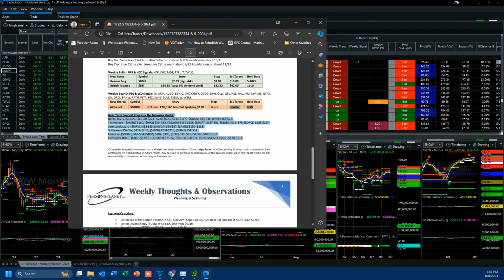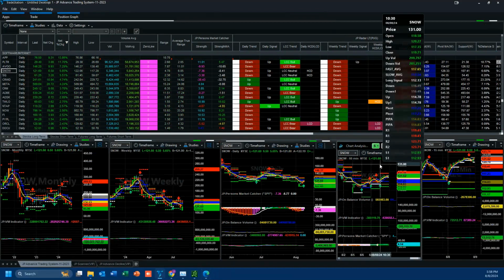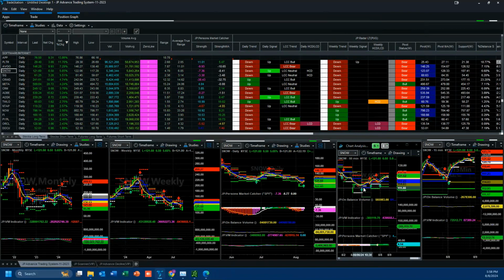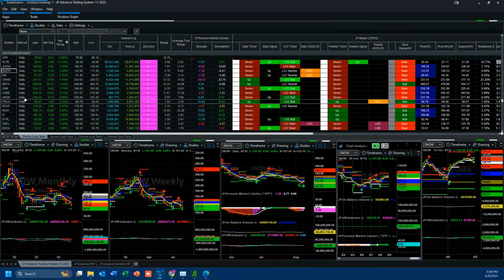I'll get back to Bob in just a second, but the reason I stopped on Snowflake is that in my software, it's one of my first choices to be a buyer between 112 and 115. We penetrated a little bit below that, but we've been at 115. Even today's low was close to that, 117.35. So it's at a level that you can buy against on these supports.